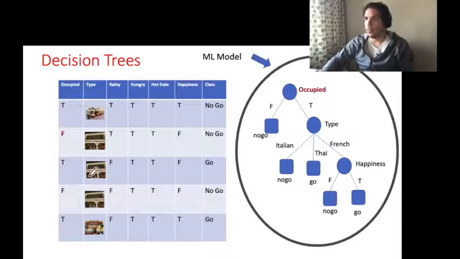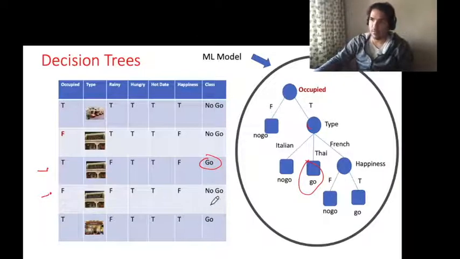And then for the other one, we have, for example, that this is true. So if this is true, then we go with type. Always we are going to go with the type of the restaurant. In this case, I think this is a Thai restaurant, so we decide to go, because we took this particular path. This one here is false, so if this one is false, directly we go with no go.